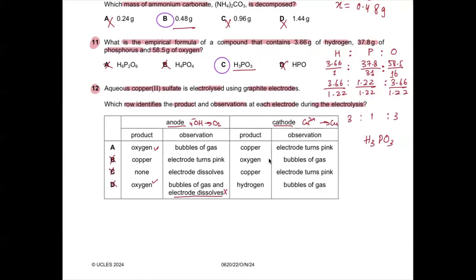So without working on the cathode side, we have just excluded three options. So we are left with only option A. So option A is correct. That is how you can save your time.